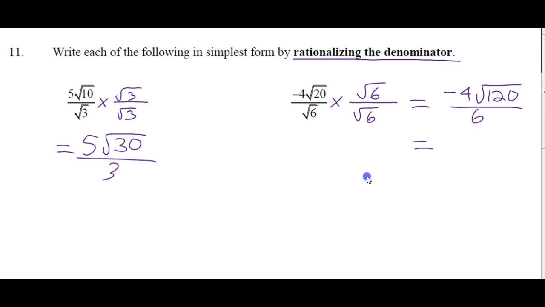Okay, well, 2 goes into both of these, but root 120, can I simplify that? Well, 4 goes into it. So it'll be negative 4 times 2 root 30 over 6. And 2 goes into that 3 times. So I get negative 4 root 30 over 3. And root 30 doesn't simplify.